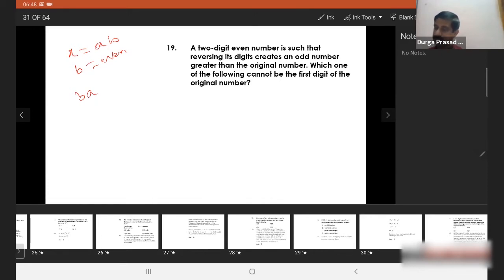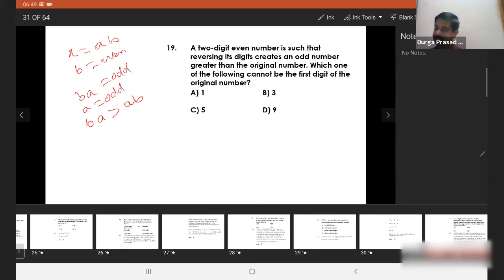Creates an odd number. This means A is odd, clearly. The number formed by reversing the digits is greater than the original number, which means BA is greater than AB. Then which one of the following cannot be the first digit of the original number?